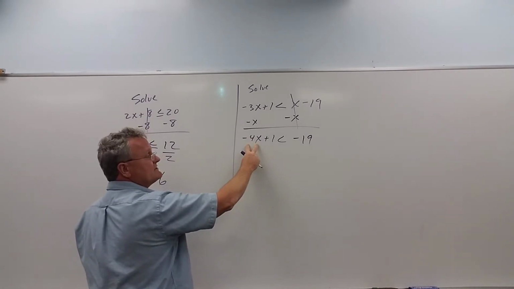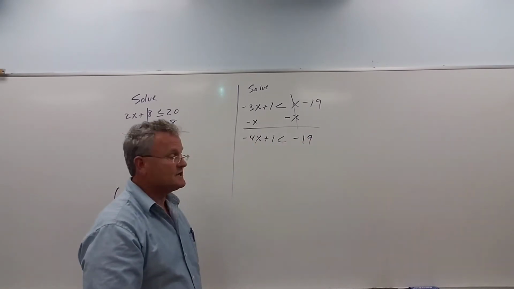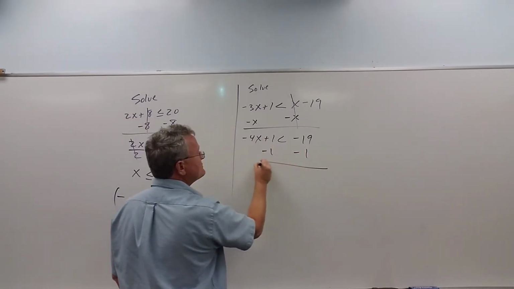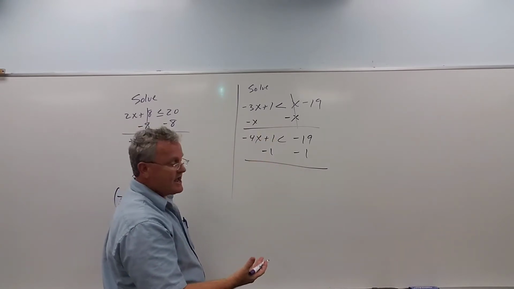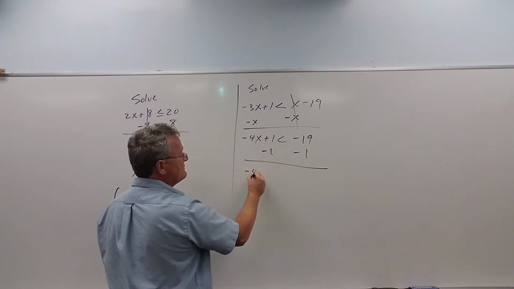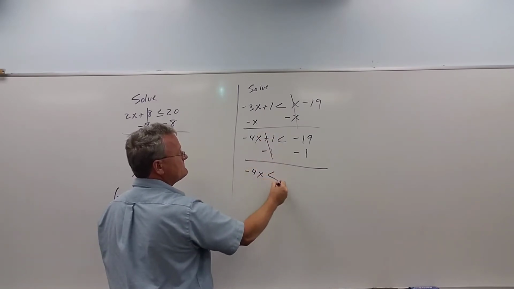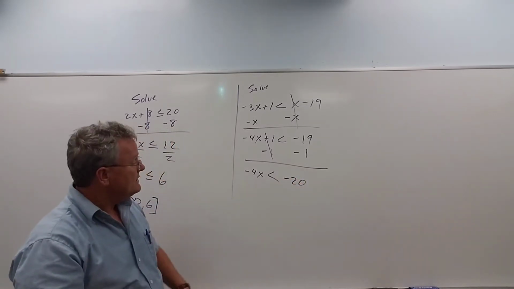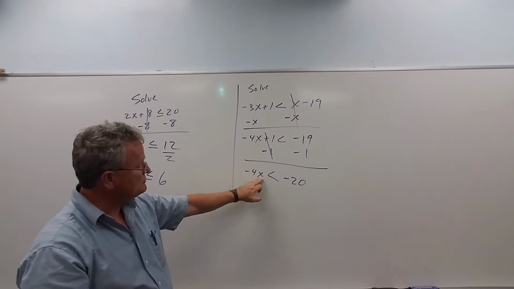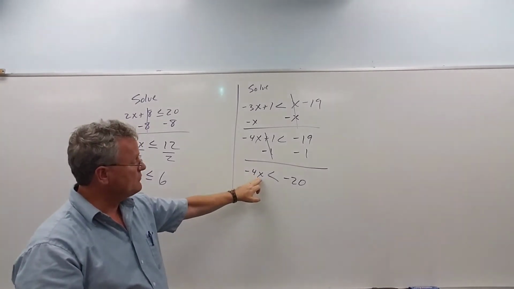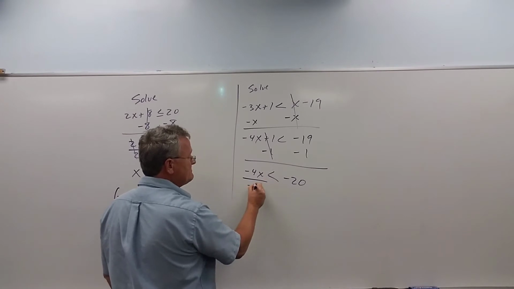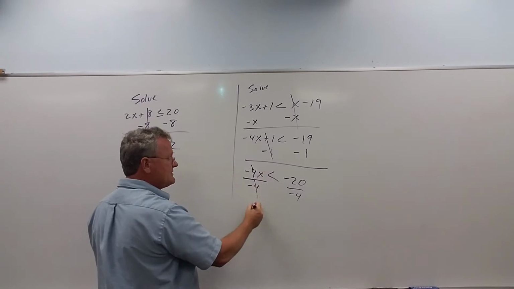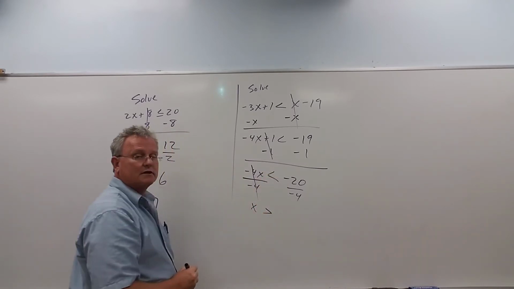Now, since the x is on the left side, we need to move the numbers to the right side. The opposite of adding 1 is subtracting 1. So we subtract 1. These cancel, or they add to 0. 0 plus negative 4x is negative 4x. Negative 19 and negative 1 is negative 20. Now, to get x by itself, these two quantities are multiplied, negative 4 times x. The opposite of multiplying is dividing, but when I divide by a negative, I've got to reverse my inequality.